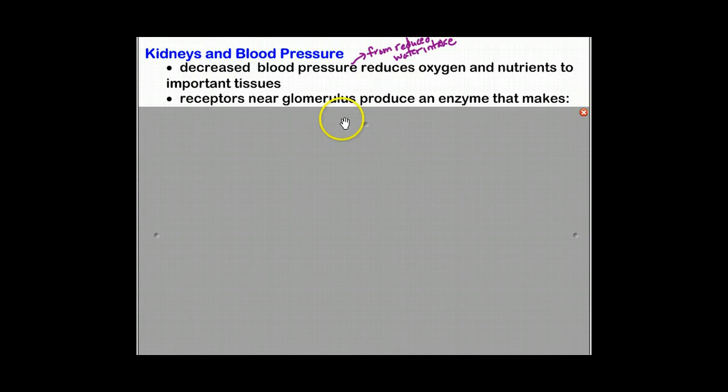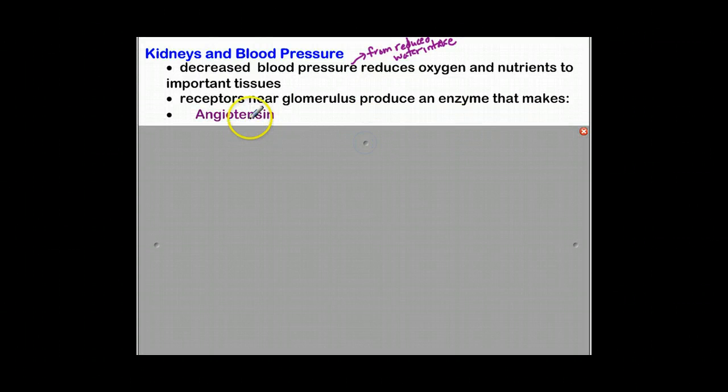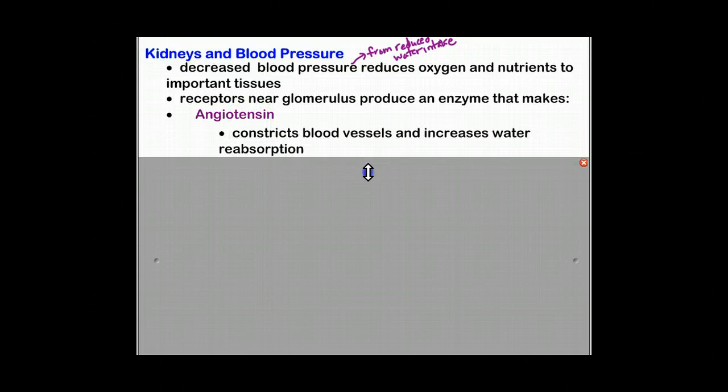And basically receptors near the glomerulus, that part of your nephron, produce an enzyme that makes something called angiotensin. Okay, this is another hormone that helps to constrict. Whenever we see this word constrict, it means makes them smaller. So it constricts your blood vessels, and what happens is it increases the water reabsorption.